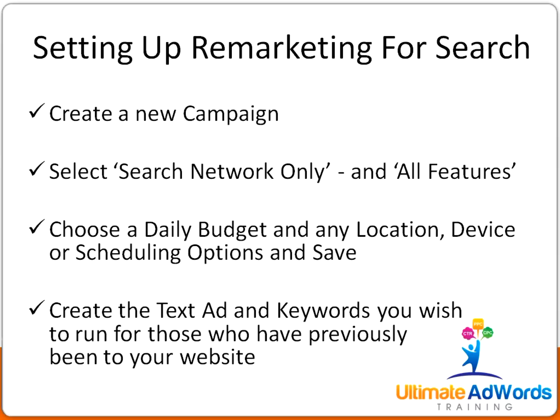So to set up remarketing for search, we want to go to create a new campaign. We want to select search network only and all features. We select a daily budget, location, device or scheduling options, and press save. Now with most remarketing lists, unless you want to appear to a very local audience, I would normally try to reduce the number of filtering options used, simply because you're targeting pretty good prospects here and you want to leave it as open as possible. You then want to create the text ad and add the keywords that you wish to run for those who have previously been to your website.